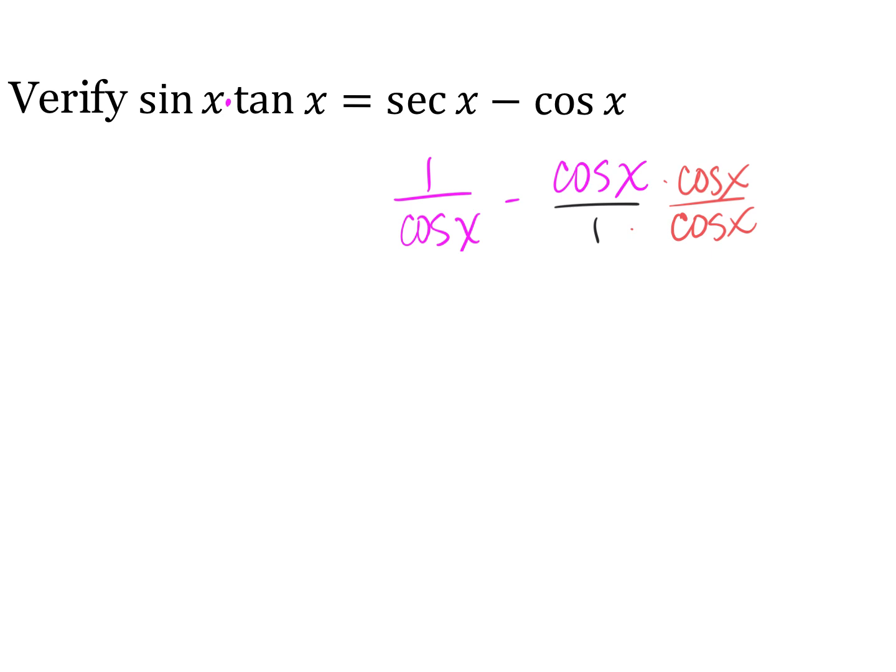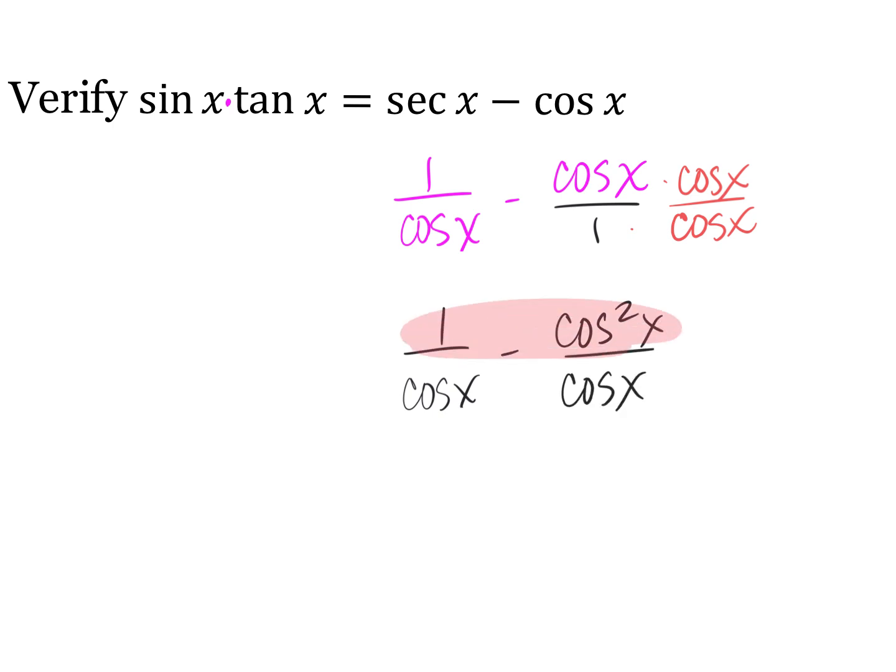So now I'd have 1 over cosine minus... Now that we've got common denominators, can I put those numerators together? And I'd have a 1 minus cosine squared. Are we seeing a habit of these 1s and cosine squareds and stuff?